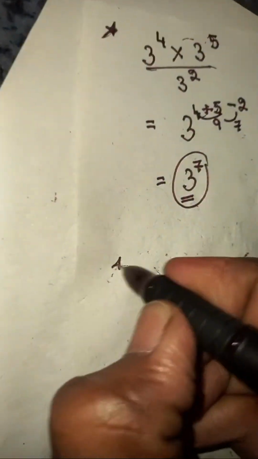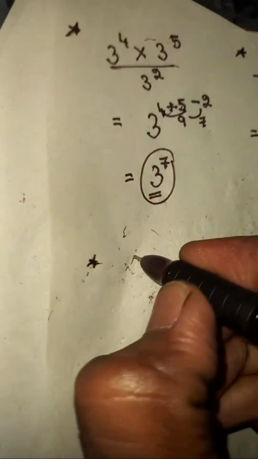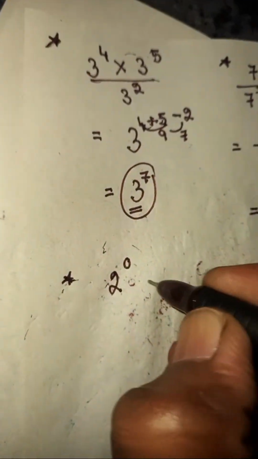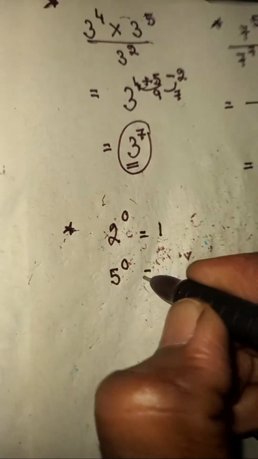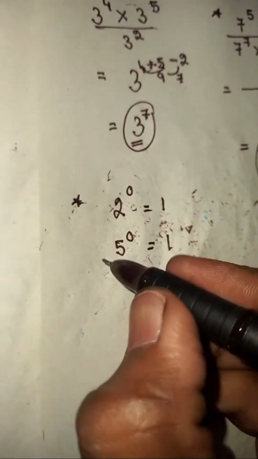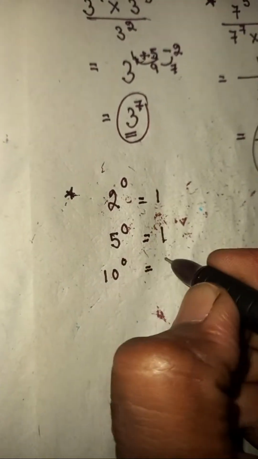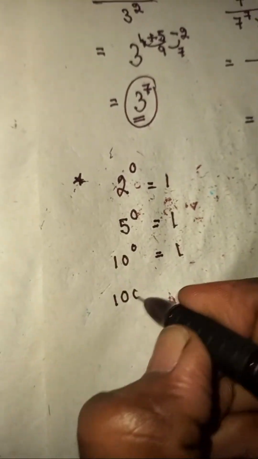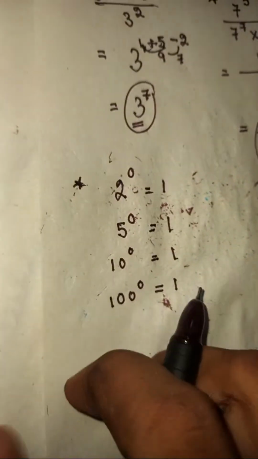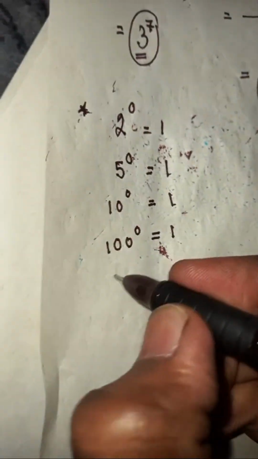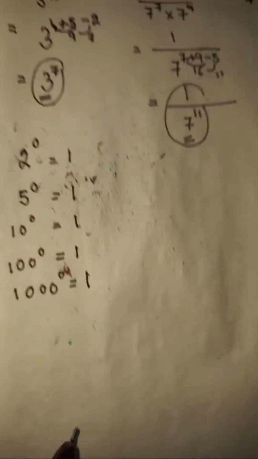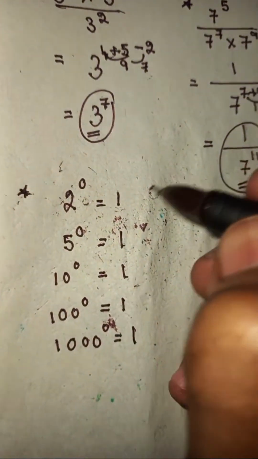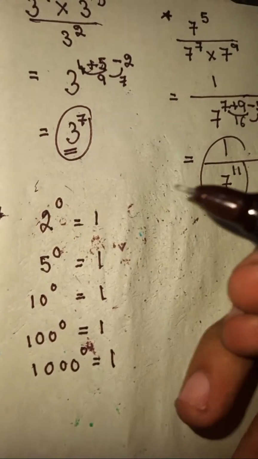I'm going to do one more problem. I'll tell you about power 0. Power 0 means any number to the power 0 becomes 1. Take 2 power 0, it is going to become 1. If you take 5 power 0, it also becomes 1. 10 power 0 is also 1, and 100 power 0 is also 1. Even if you take 1000 power 0, it also remains 1, because any number to the power of 0 will always be equal to 1.